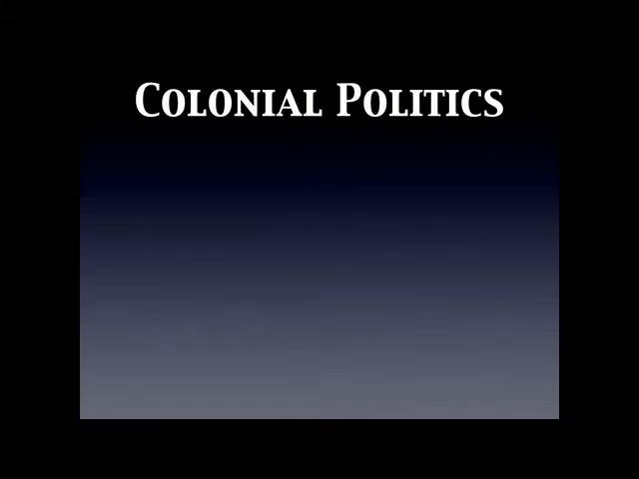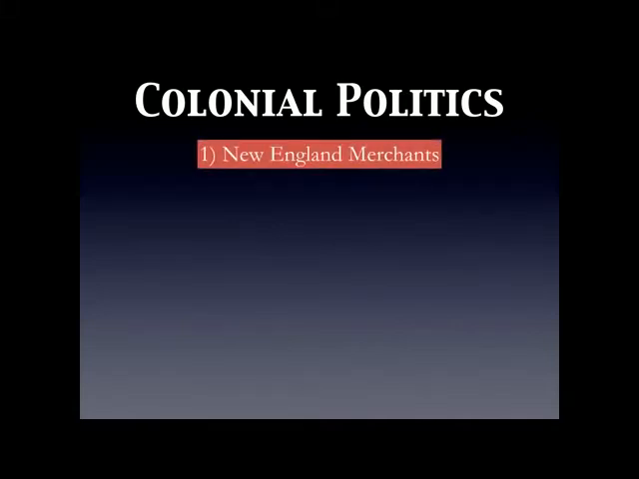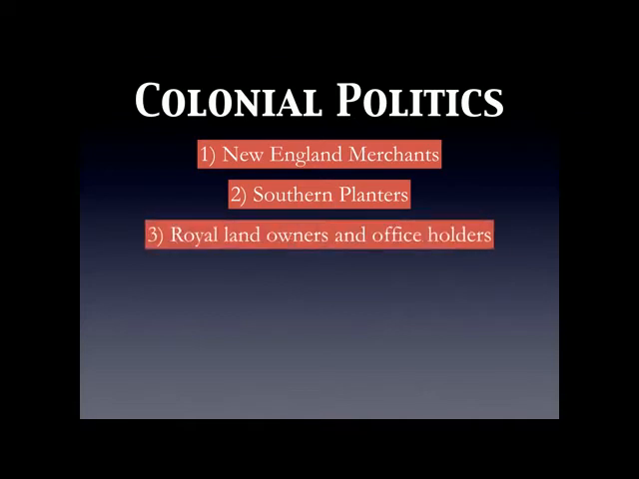Now, while again it's important to not paint colonial America and the America of the founding period with the same brush, we can make some general statements about what groups were involved in politics over this sort of 30-year period. And your textbook breaks it down into a number of groups. First, the wealthy merchants and traders in New England. Second, the large southern planters, in particular Virginians. Third, those who held royal lands, office, and patents to engage in business, the so-called royalists.